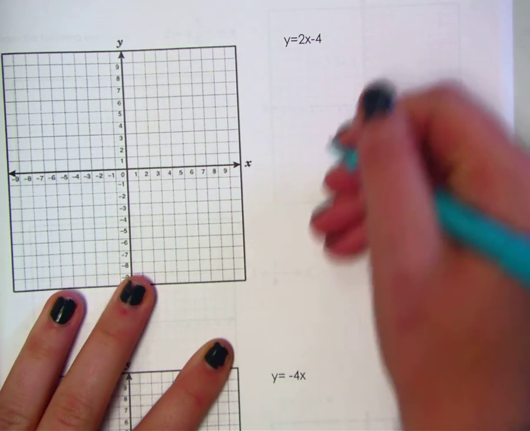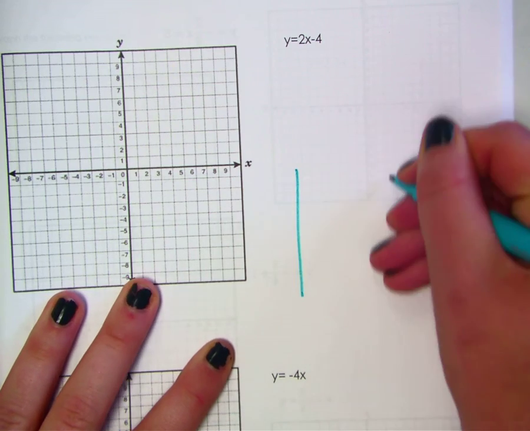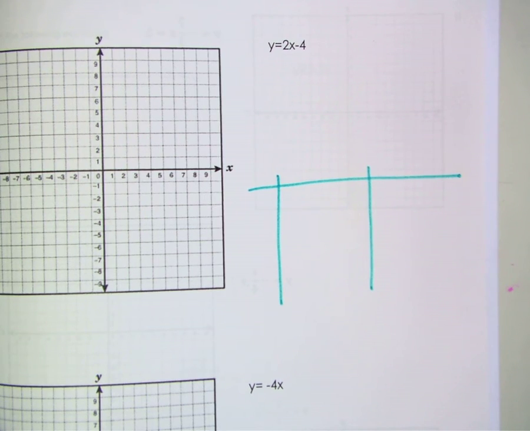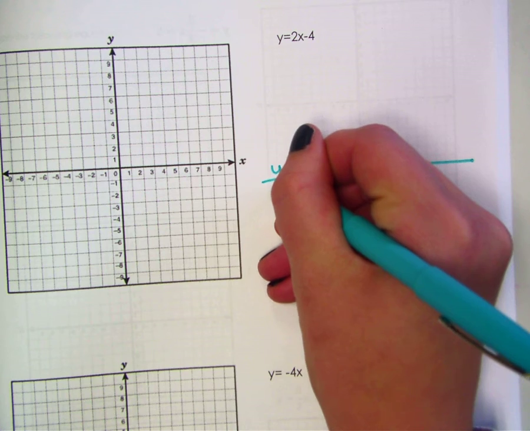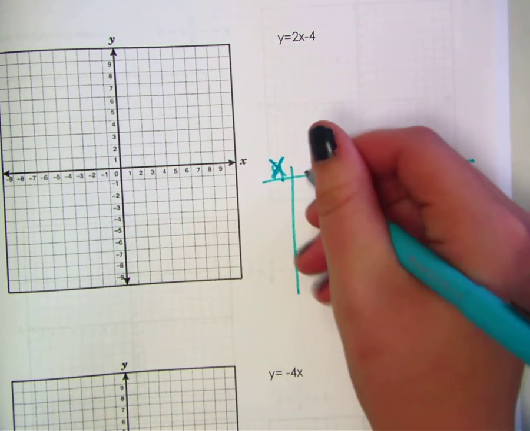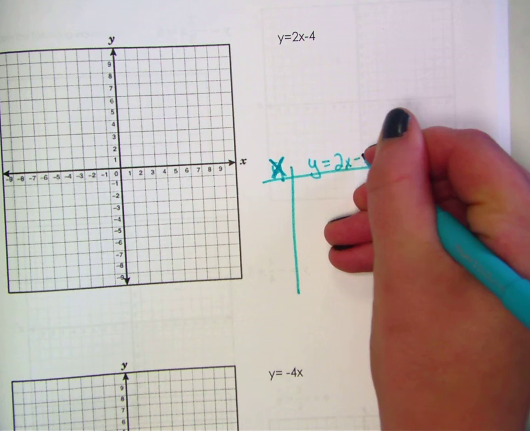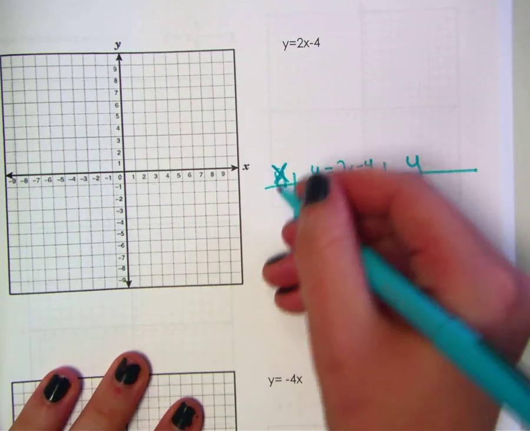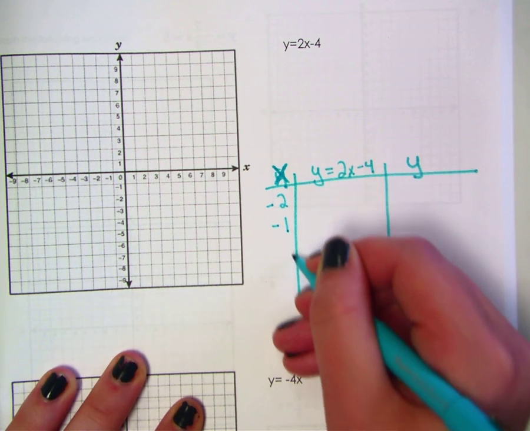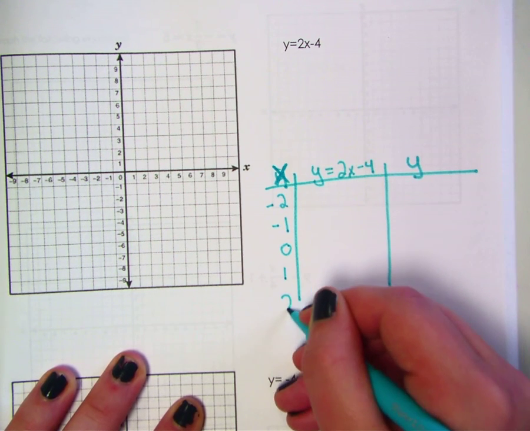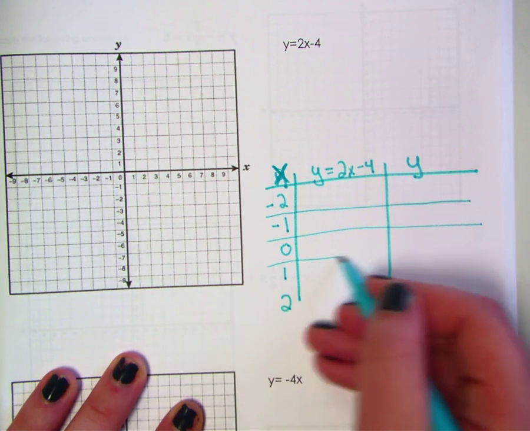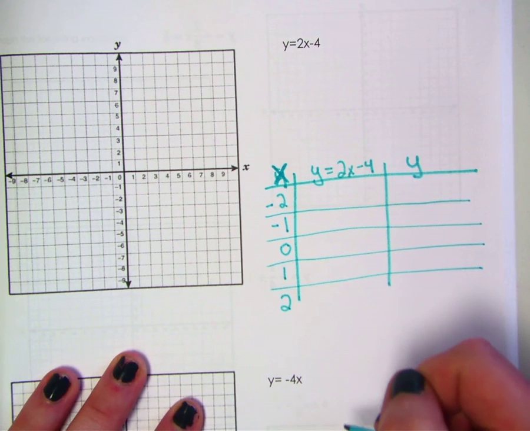So, create your table a little bit lower because I want to use that upper space for something in a minute. So this is exactly like yesterday, except instead of using f of x now, we're going to use y. So x is still our input. This is y equals 2x minus 4, and y is our third piece. So we're just going to plug in. Again, I'm going to use snapshot numbers: -2, -1, 0, 1, and 2. And if it makes it easier for you to see, you can put some lines between them, like that.